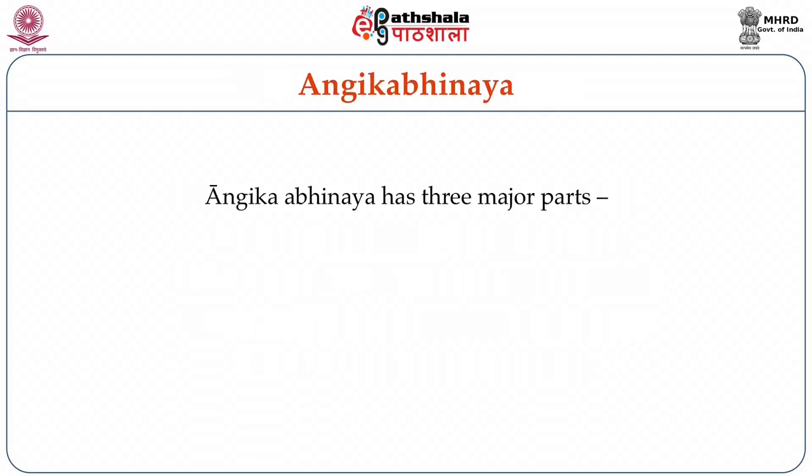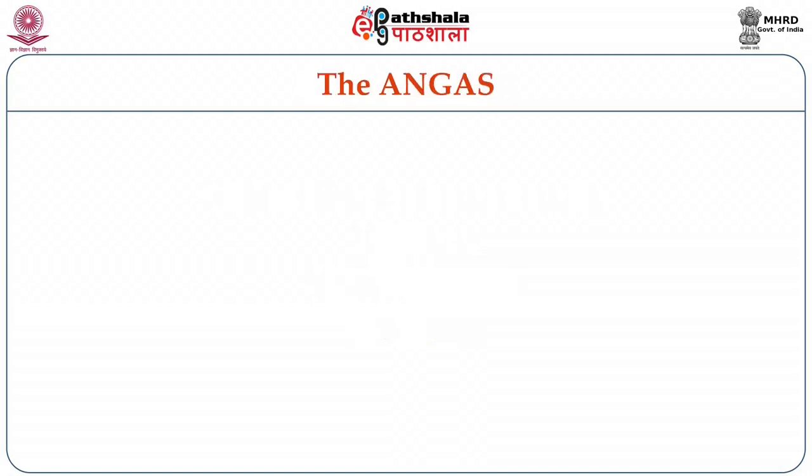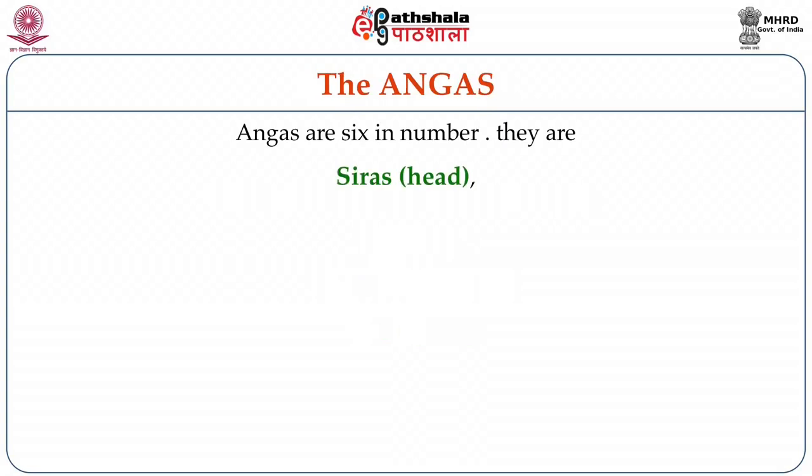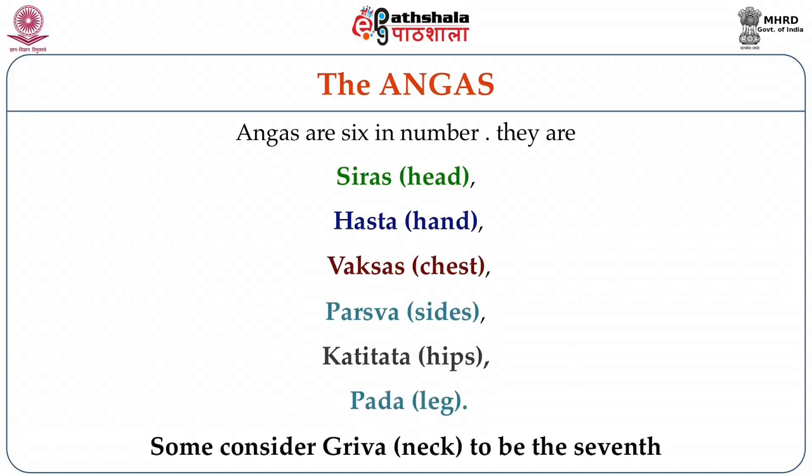Angika Abhinaya has three major parts. The movement of Angika Abhinaya is the movement of the limbs, physical gesticulation, with the Angas, Pratyangas and Upangas. Angas are 6 in number: Shiras, head; Hasta, hand; Vakshas, chest; Parshva, sides; Katigata, hips; and Pada, foot.